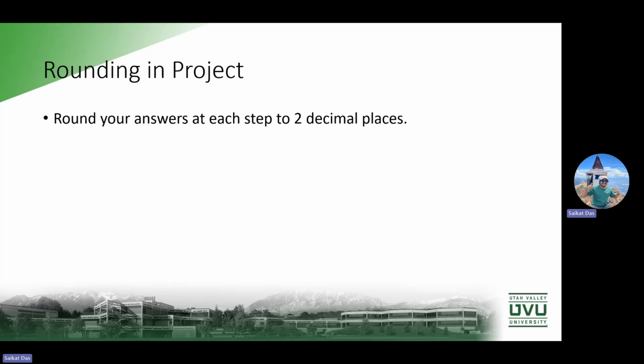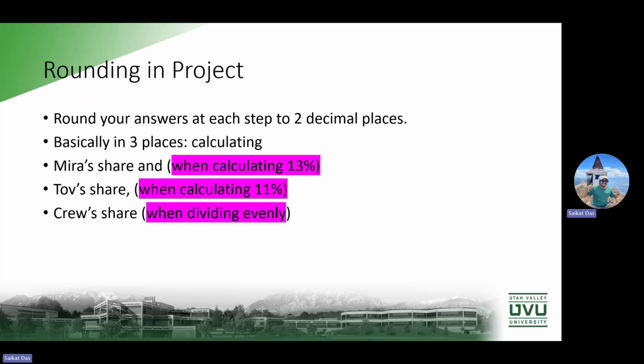Okay, so for the project, I told you basically you need to round only 3 places that I have marked here. Whenever you're calculating mirror share, whenever you're calculating top share, and the crew share. Those are the 3 places you need to use the round function. That's it. You don't need to use it everywhere. Just 3 places. Okay.